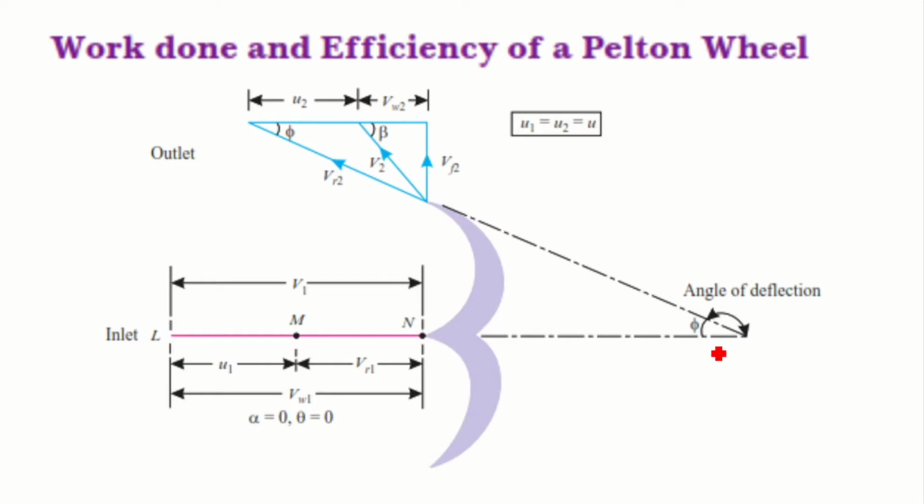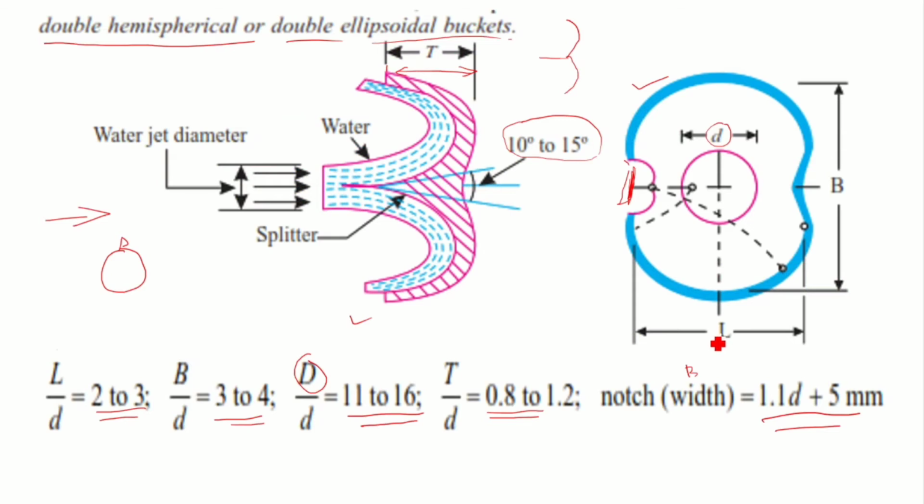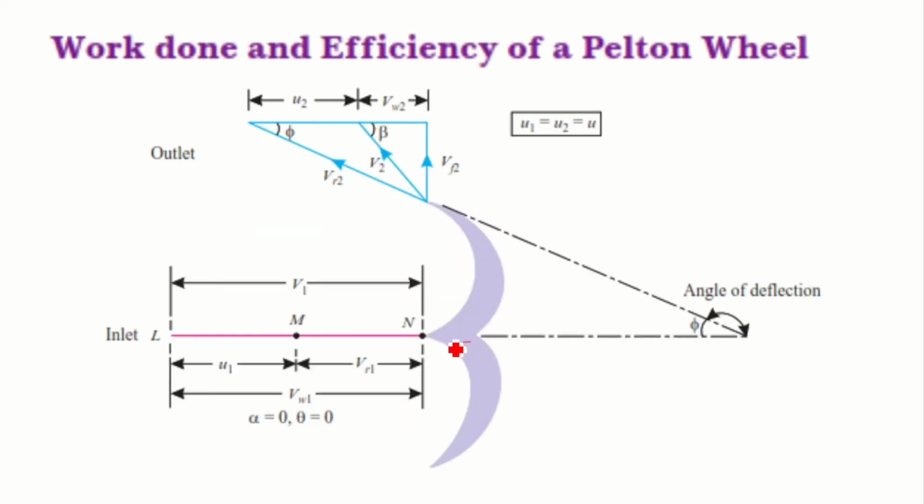So let us look into the work done and efficiency of the Pelton wheel. In order to find the work done and efficiency of the Pelton wheel, we need to draw the velocity diagram. We know that the angle with which the jet strikes the plate is 0 degree. The jet is striking the plate in this direction, and it is split into two.